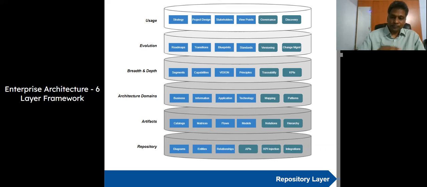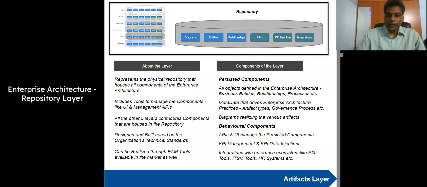We'll start from the bottom, with the repository layer. So what is a repository layer? The repository layer represents a physical repository where all the components of enterprise architecture go. Components could be any object that is defined or managed within the enterprise architecture. This could be business entities, relationships between them, business processes, functions, whatever we want to define in the enterprise architecture. And it also holds all the metadata that would drive the process.